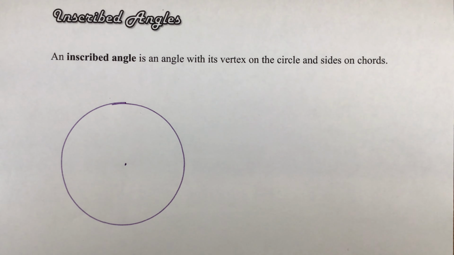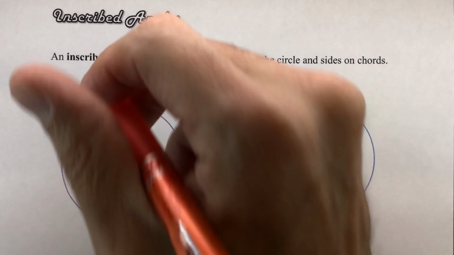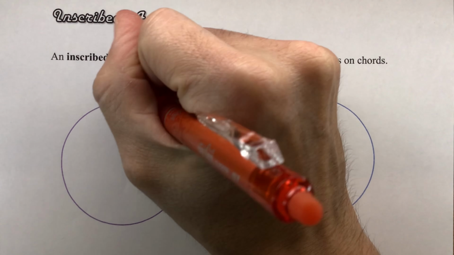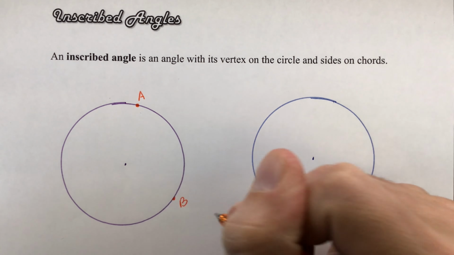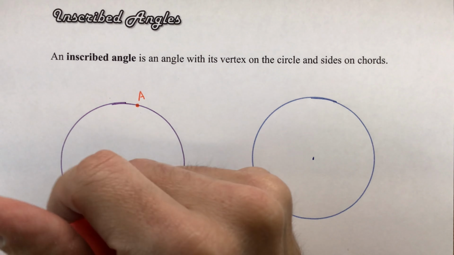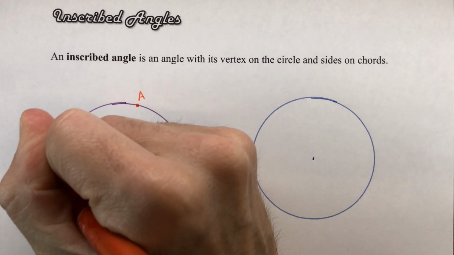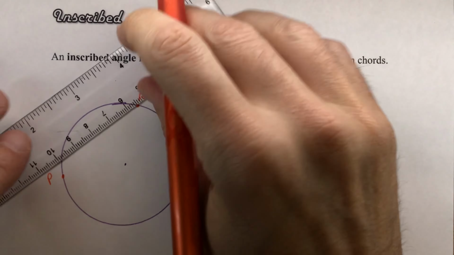An inscribed angle is going to have its vertex on the edge of the circle. Okay, so let me identify a couple of points here. Let's go ahead and call that A. Let's call that B. Then as a third point, I'm going to use point P because in the previous video, I had used C as the central angle. So I'm going to choose a point out here. Let's call that P.